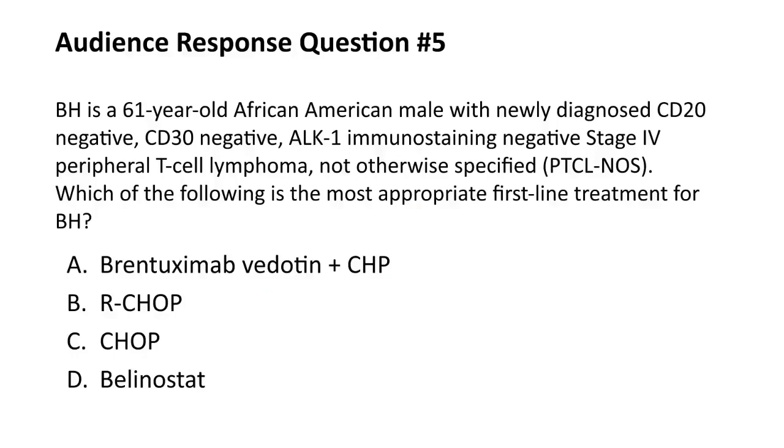We have a 61-year-old African-American male with newly diagnosed CD20 negative, CD30 negative, ALK1 immunostaining negative, stage 4 peripheral T-cell lymphoma, not otherwise specified. Which of the following is the most appropriate first-line treatment for this patient? Is it A, brentuximab vedotin plus CHP, B, R-CHOP, C, CHOP, or D, belinostat?